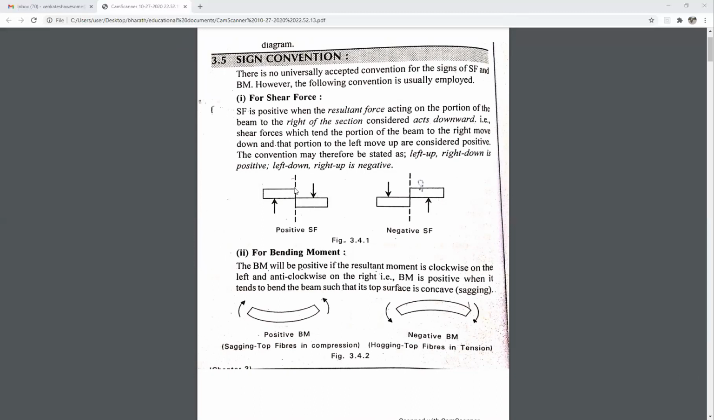When we consider a section here, for the right side of the section, all downward forces will be positive. If you consider a section, all upward forces will be negative. This is the main principle, and you need to remember this one. There are many ways to consider sign conventions, but this is the best way. All downward forces will be positive, and all upward forces will be negative.